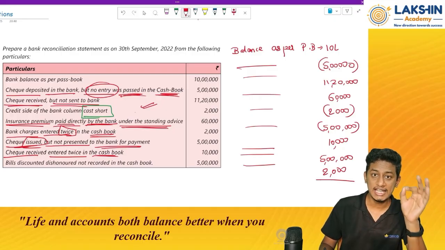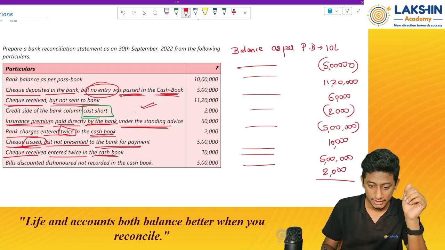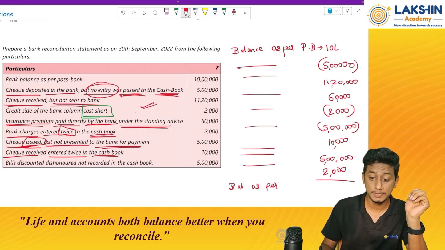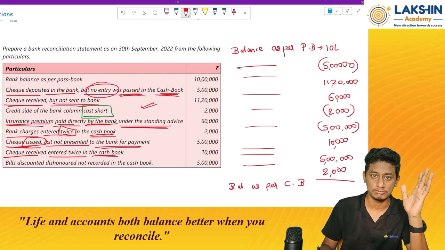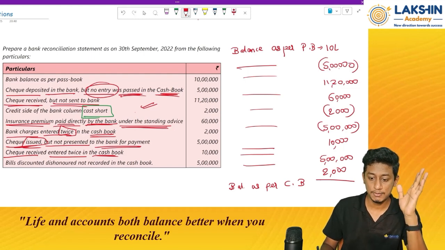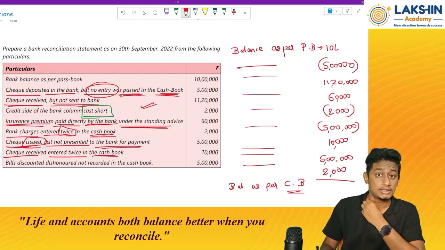So now at the end, what should I write, sir? At the end you should write balance as per cash book. Balance as per cash book. Clear? So balance as per cash book should be written at the end.